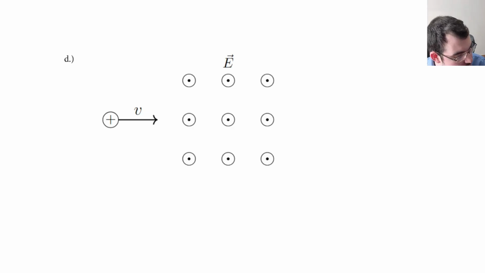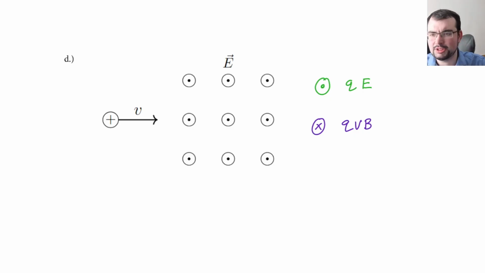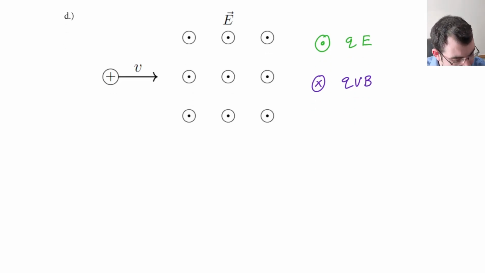And then last case for this, electric field points out of the page, and it's a positive charge. So we know that we're just going to experience a force QE. It's going to be out of the page because electric fields exert a force parallel to the field in the same direction on positives. So by cancellation, the QVB force must be into the page. They cancel, and as before, we saw B was equal to E over V.